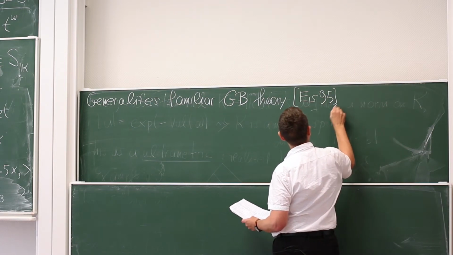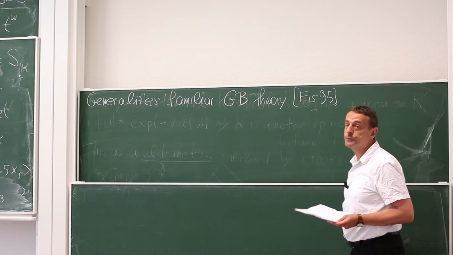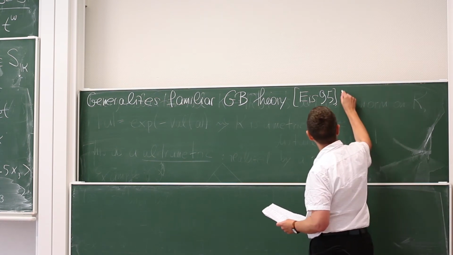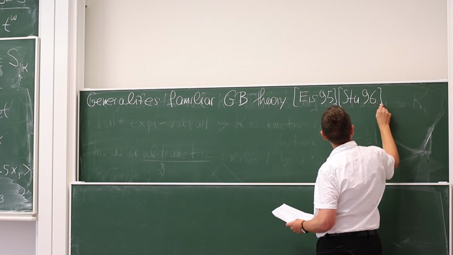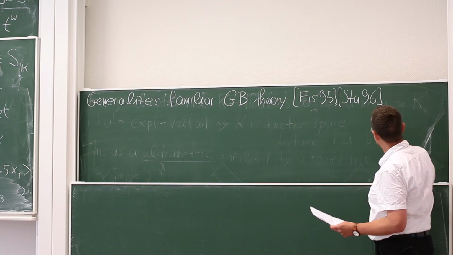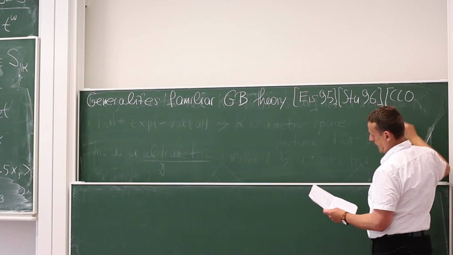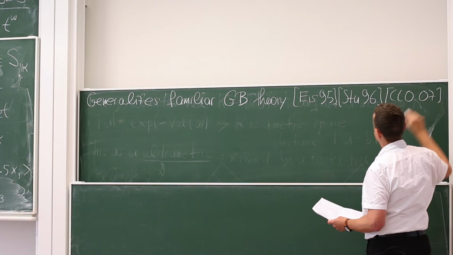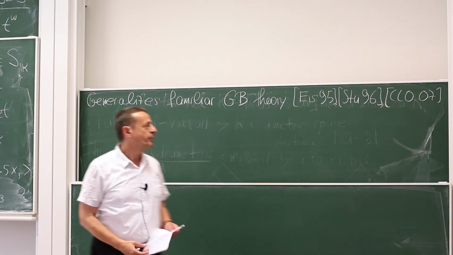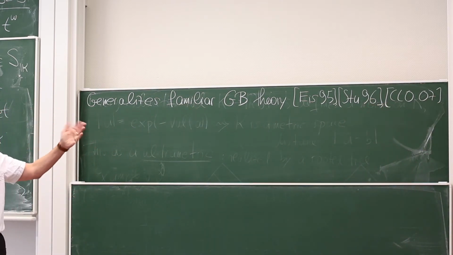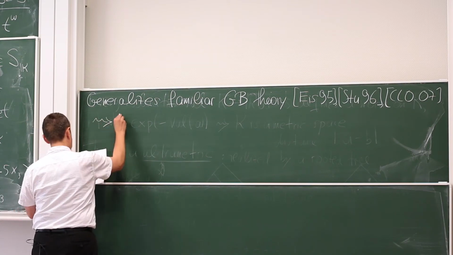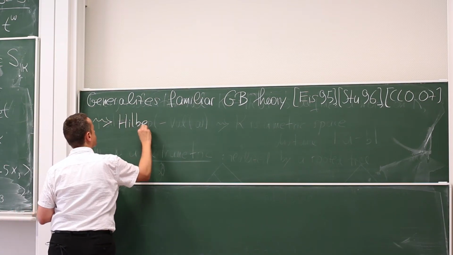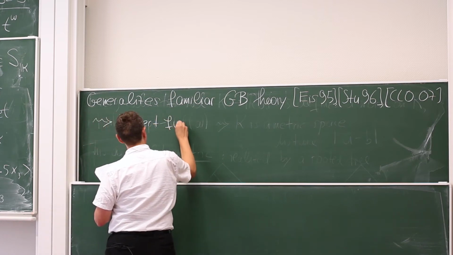There's a reference to Eisenbud's textbook on commutative algebra with a view towards algebraic geometry. I wrote a little booklet that was published in '96 called Gröbner Bases and Convex Polytopes, and then last but not least, Cox-Little-O'Shea. So the familiar Gröbner basis theory that you know from these and many other sources is a special case. We'll see an example. So you have familiar notions, such as Hilbert functions.